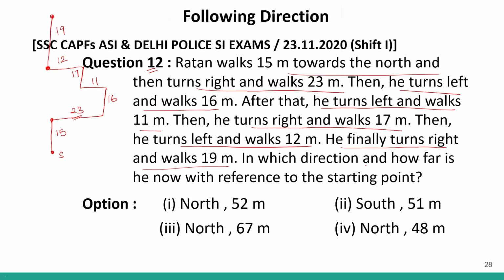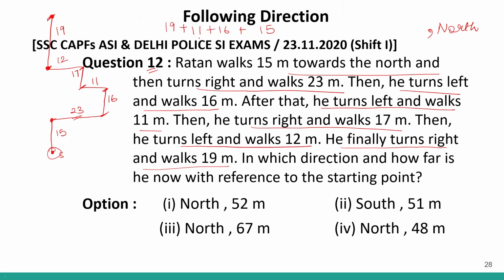In which direction and how far is he now with reference to the starting point? So this was the starting point. So clearly the direction is north. He is in north. Now let us find the distance. So distance will be how much? This is 19. So 19 plus how much? 11 plus how much? 16 plus 15. So the distance will be how much?